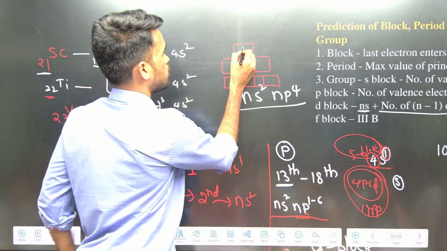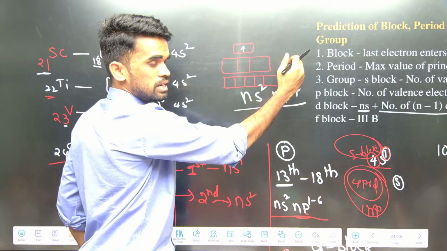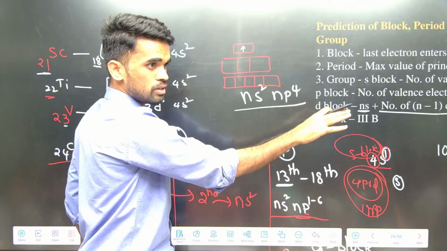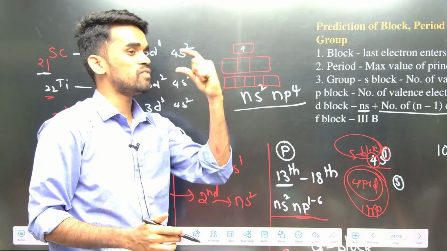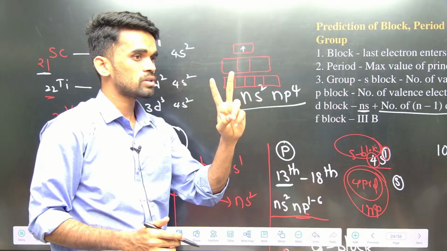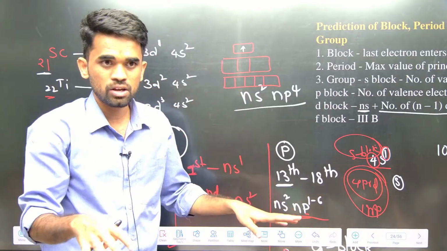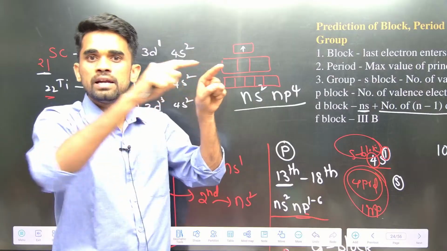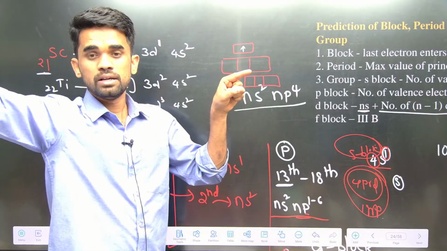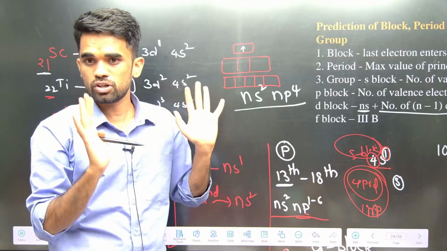So if these orbitals each contain one electron, that is called half filled. One box means one orbital. In one box, how many electrons can we fill? 2 electrons. Either all should be empty, or they should be half filled, equally filled, or they should be fully filled. That can be considered a stable electronic configuration.